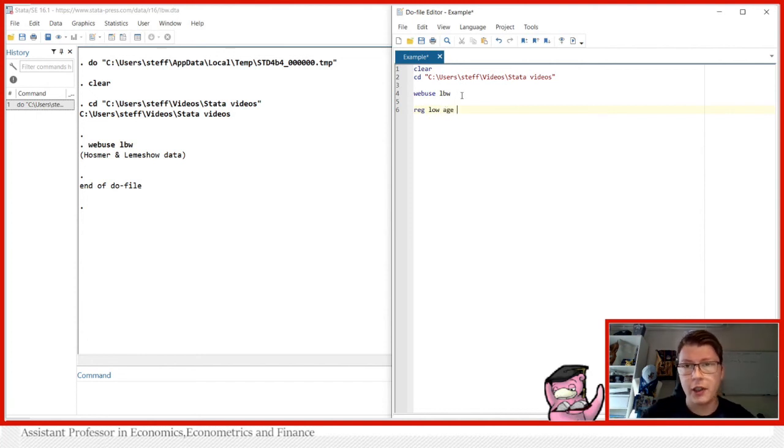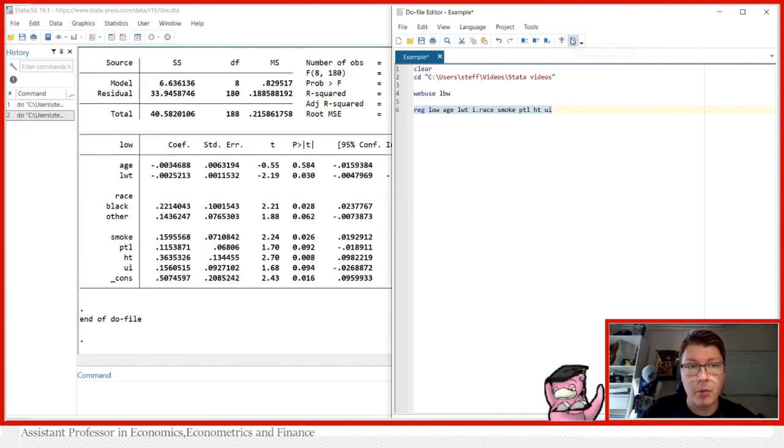We're going to be using age, the LWT variable. What else can we have there? I.race. Remember the i. to indicate that this is an indicator variable of race. We have smoke, of course, because that's the one we're really interested in. Then there were a number of other ones which I have on my note sheet over here: PTL, HT, and UI.